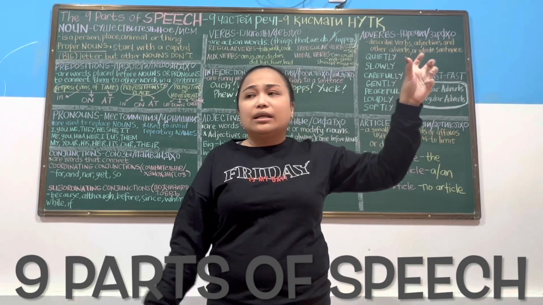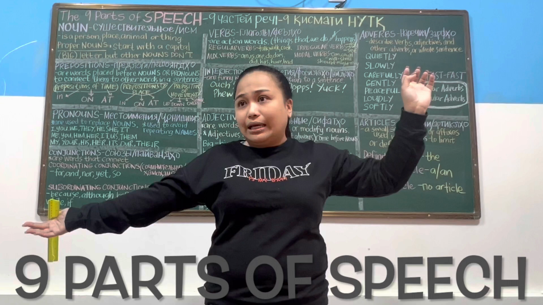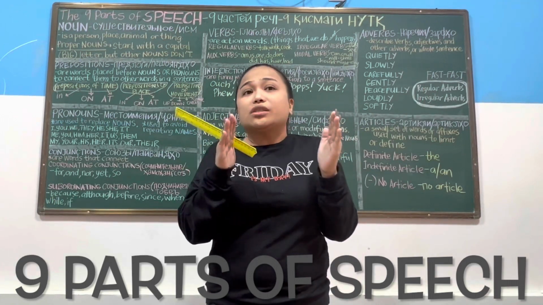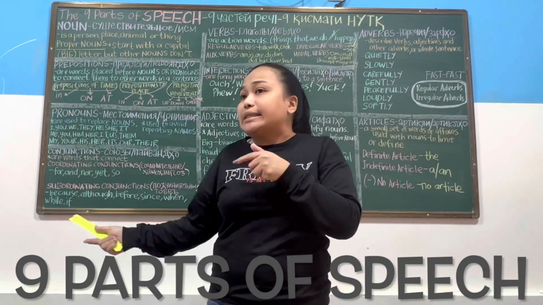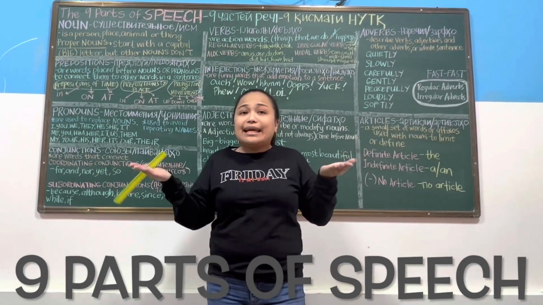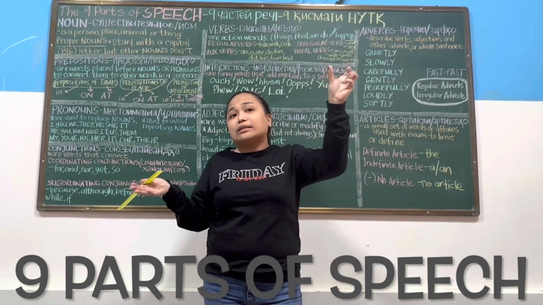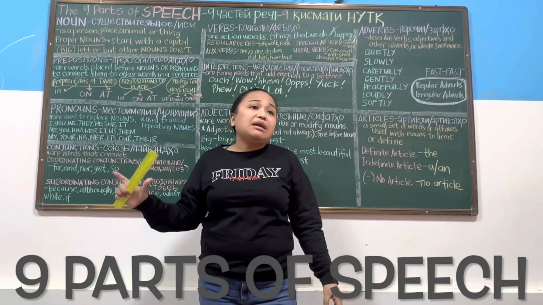I argued with Hannah. She doesn't understand me. Okay? Look. You put because. I argued with Hannah because she doesn't understand me. You understand? Two different tenses. I argued with Hannah, past tense. She doesn't understand me, present.